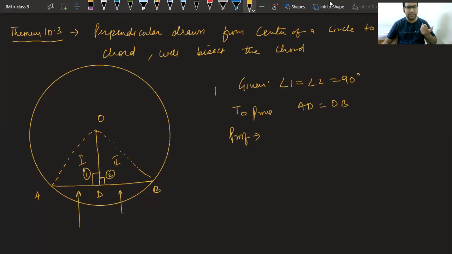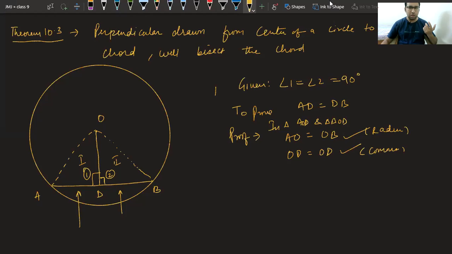First thing we can say is AO is equal to OB. Before that, we write in triangle AOD and triangle BOD. Now see, the first thing we have written this thing. Second thing is OD is equal to OD, common. First one radius. And third one, angle 1 is equal to angle 2, 90 degree. But class, it is coming angle side or side angle. It is not a criteria.